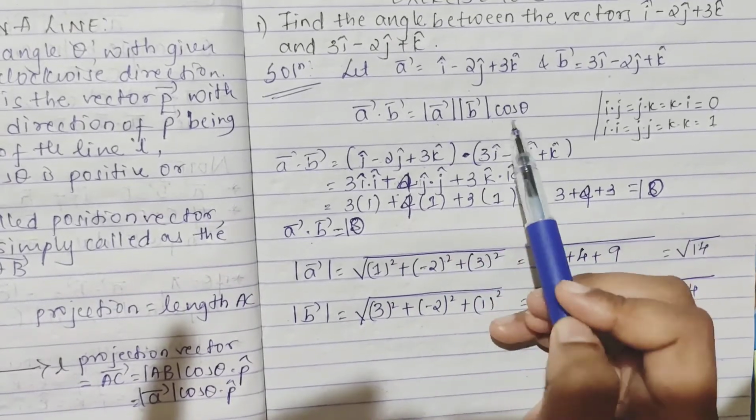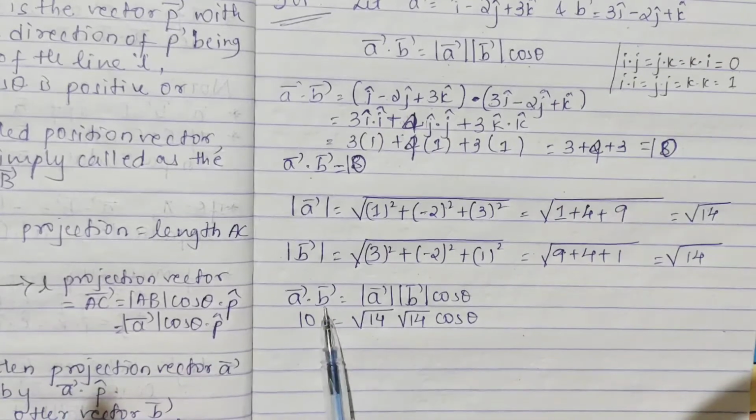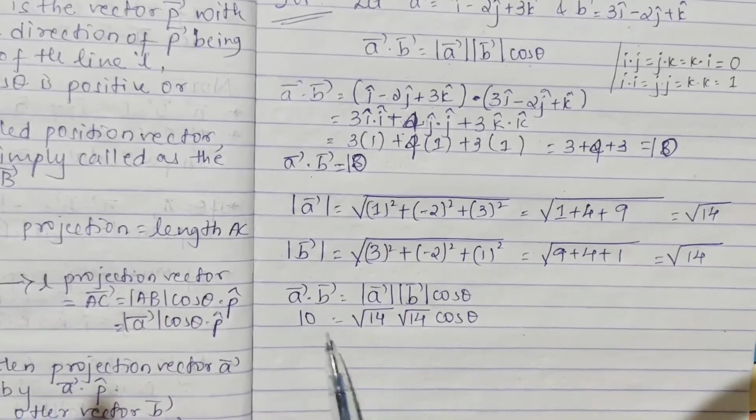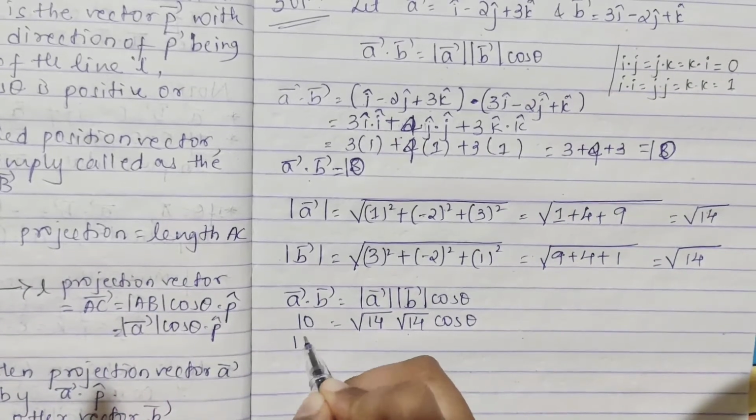Now we will substitute in this and find our theta. So vector A dot vector B, the value we have got is 10. Modulus of vector A is root 14, modulus of vector B is root 14, cos theta. So root 14 into root 14 is what?